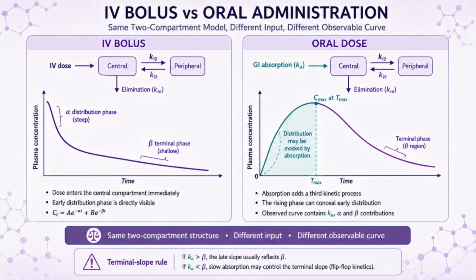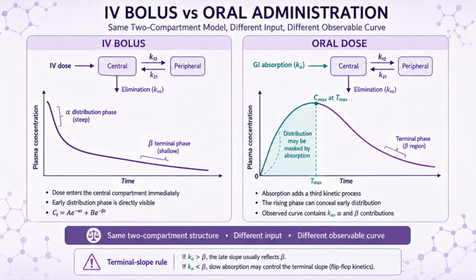Consequently, the rising absorption phase may partially or completely conceal the early distribution phase. The observed oral curve therefore contains contributions from Ka, alpha, and beta, even when these phases are not visually separable. There is also an important terminal slope rule.